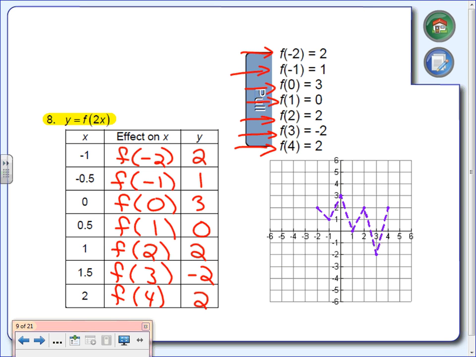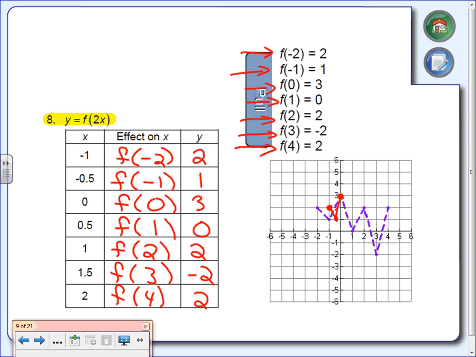So these are the new points. These are the new ordered pairs. Let's plot them and see what happens this time. Negative 1, 2. Find negative 1, 2. Then let's find negative 1/2 and 1. Negative 1/2 and 1 is going to be right here. 0, 3. Find 0, 3. Connect the dots.